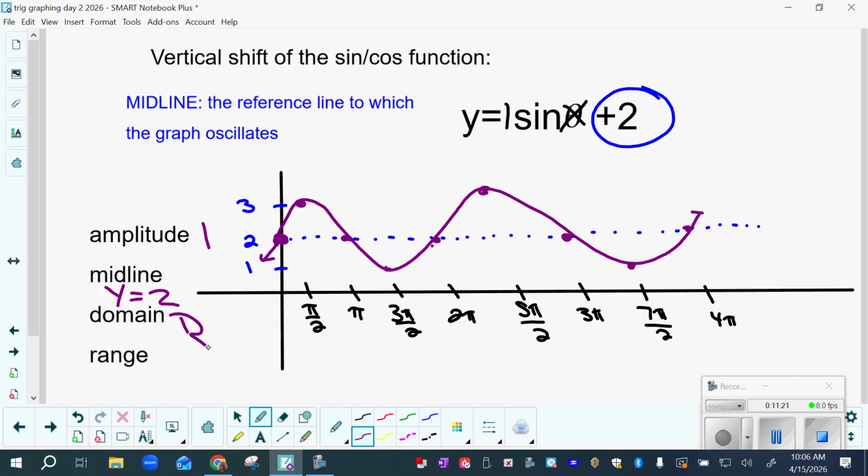Domain is all real numbers. And our range, our lowest point is 1. Our highest point is 3. How do you guys feel about that? Is that okay? You guys ready to try one on your own? Yes, y equals 2, because 2 is just a random number, but I need to know it's this actual line. It's the line that we're oscillating over.